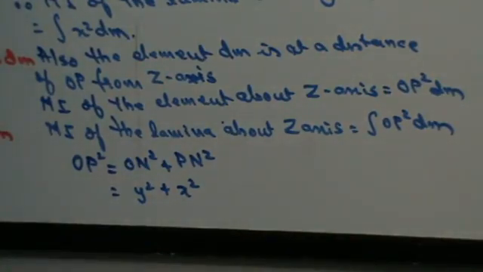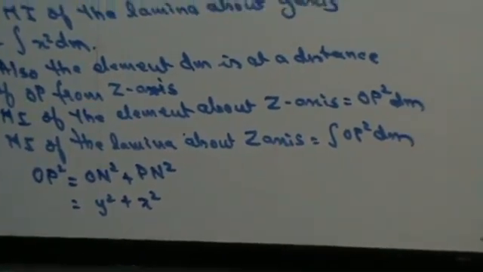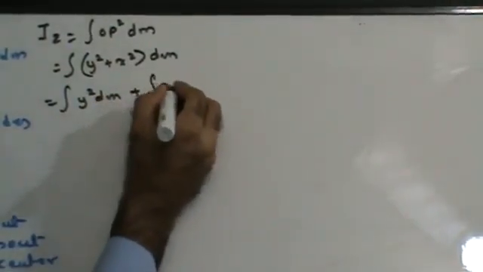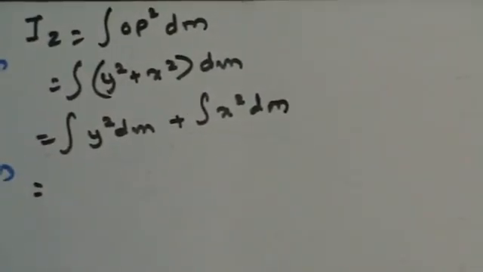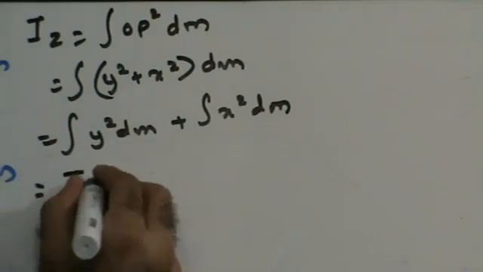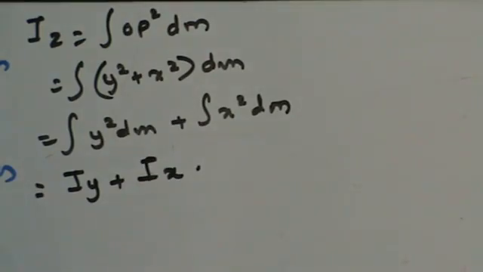z axis is nothing but integral of OP square into dm, integral of y square plus x square with respect to m, which is nothing but integral of y square with respect to m plus integral of x square with respect to m. Integral of y square with respect to m is nothing but Iy, moment of inertia about y axis, and this is moment of inertia about x axis. Thus, I get Iz is equal to Ix plus Iy, right? That's my theorem of perpendicular axis.